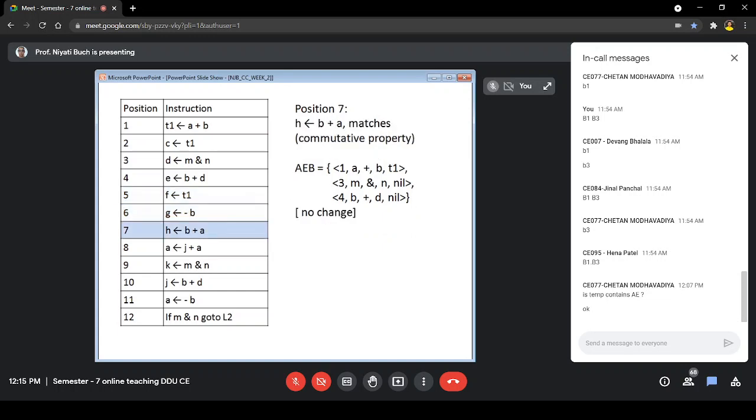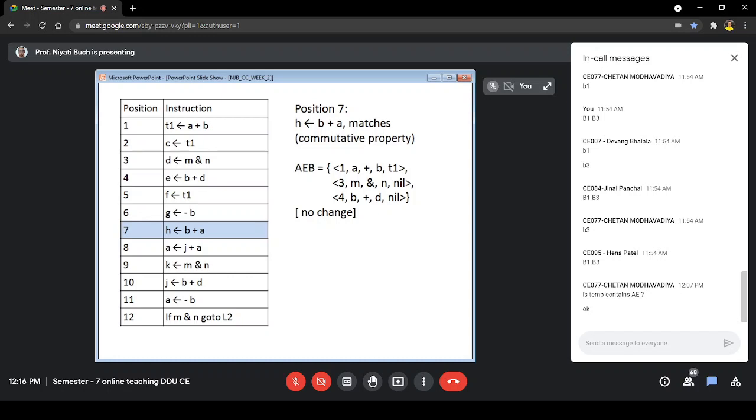At position 7, see what we have over here, B plus A. Whether it is A plus B or B plus A, because of the commutative property that we have for our plus operator, arithmetic addition, we will say that a common expression is encountered. Because we have already computed A plus B, there is no need to compute B plus A again, right? So what will we do in our table of instructions, can you tell me?